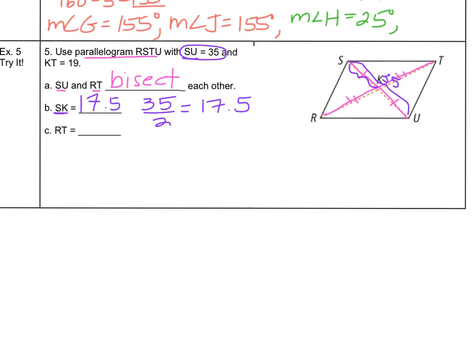For RT, well, let's take a look at what we know about the picture itself. It says that KT equals 19. So KT is literally just this much of the segment right here. That's 19. And we're asked to find RT. RT is the length of the whole thing. So instead of dividing by 2 to get the length of the entire diagonal, we're going to do the opposite. We're going to multiply by 2. And 19 times 2 is 38. And that's it. RT equals 38.